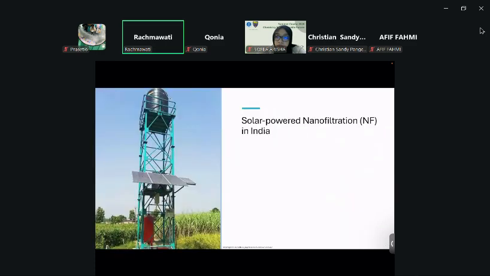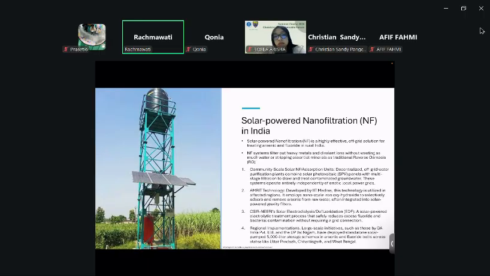There's also a small scale example here in India using solar powered nanofiltration, which is actually good because the idea is that you're using solar panels to produce energy to support the energy consumption of the system itself. So it is suitable for limited cost. Yeah, and this is very nice.